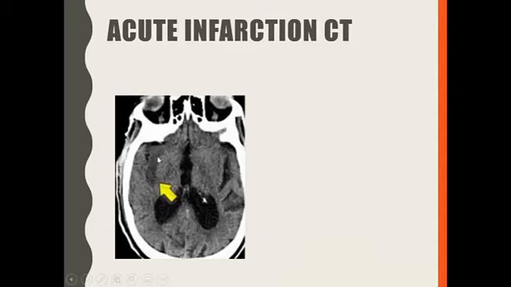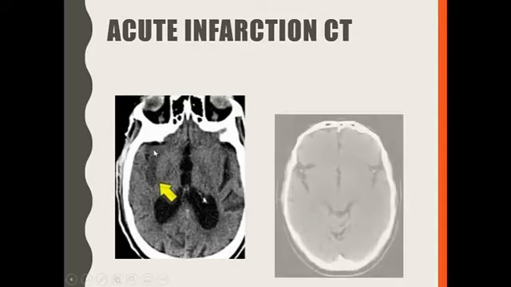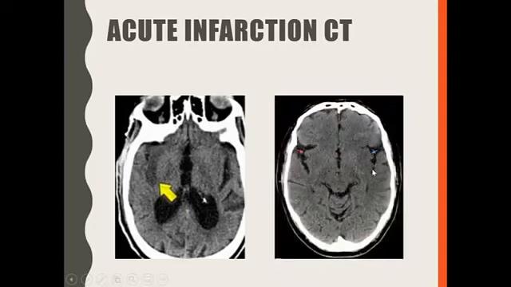Another sign is the insular ribbon sign, or what's called loss of insular ribbon sign, due to hypodensity of the insula and external capsule, with loss of corrugation of the Sylvian fissure. Compare here the loss of insular ribbon sign with the normal side.